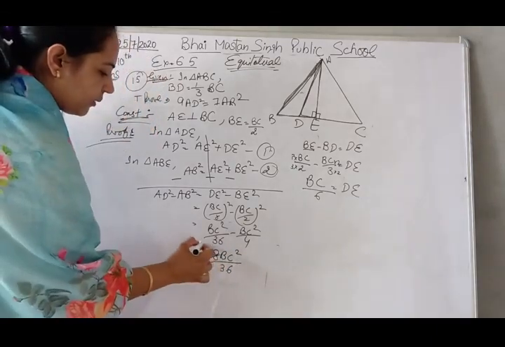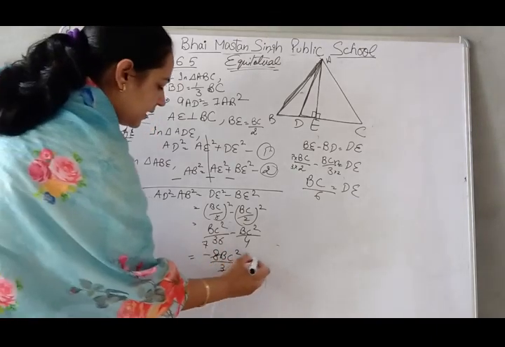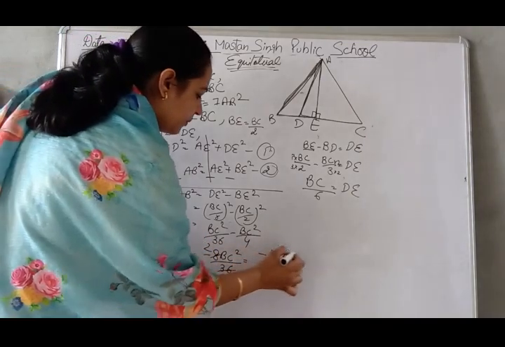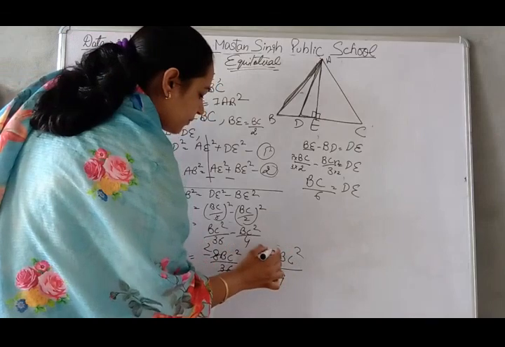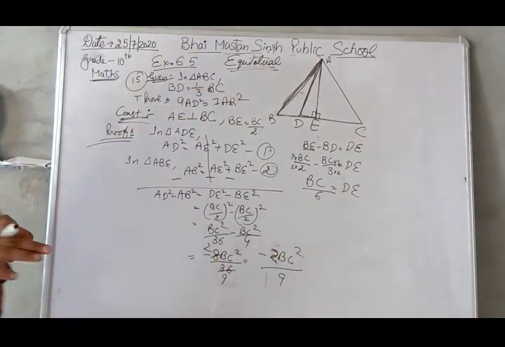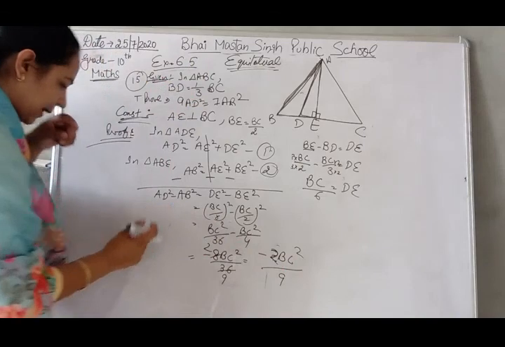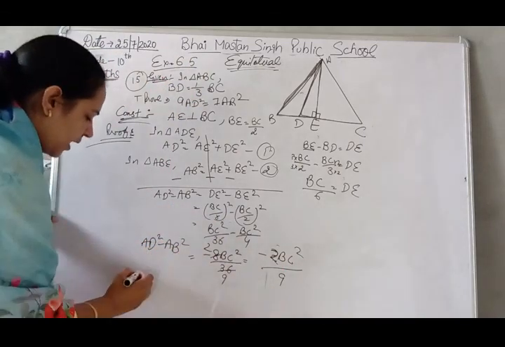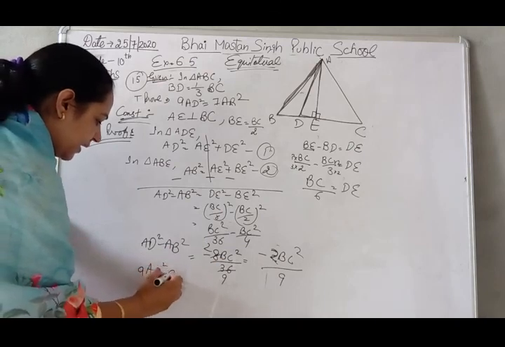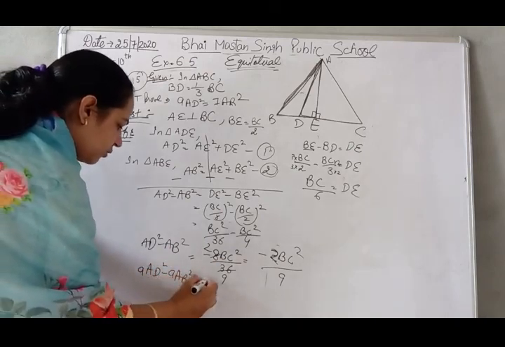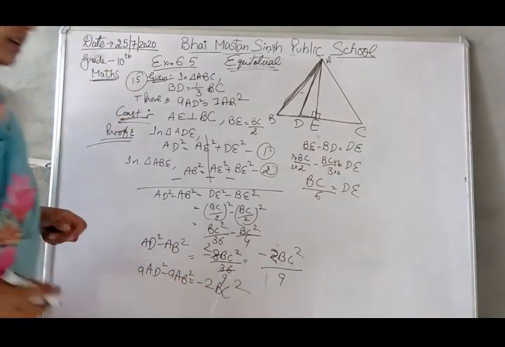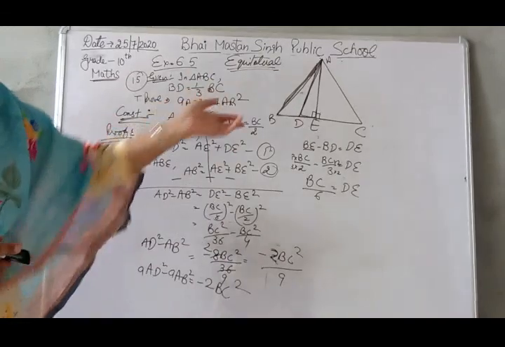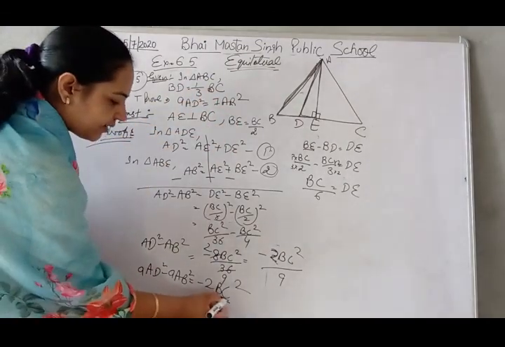Okay, on 4 table 4 7s are 28, 4 9s are 36. It's minus 7, 4 2s are 8, 2 BC square by 9. Okay, 2 BC square by 9. This 9 goes on this side because this is already going with 8. So 9 AD square minus 9 AB square is equal to minus 2 BC square. This I have now. But I know that this is an equilateral triangle. So in place of BC I can write AB.